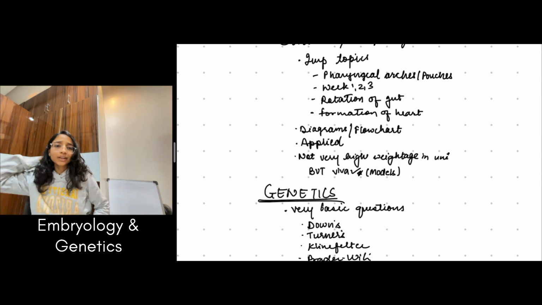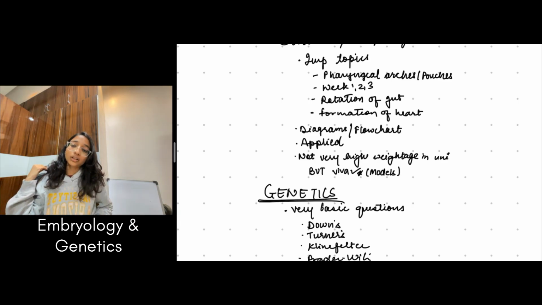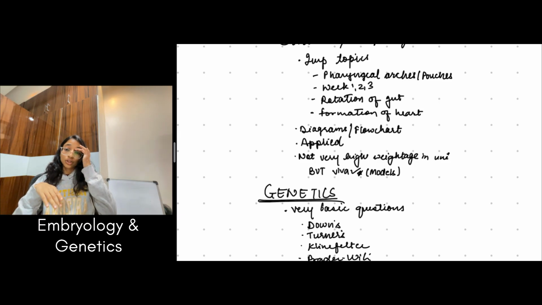Again, it does not have a very high weightage in written exams, but it does have some weightage in Viva, right? So you go through the important topics, for example, pharyngeal arches, development in week 1, 2, and 3, rotation of gut, formation of heart. You go through diagrams of these topics, you go through the flowchart if it is a process, and you read the applied. That's it. That's all you need to do in embryology, if you just want to pass.